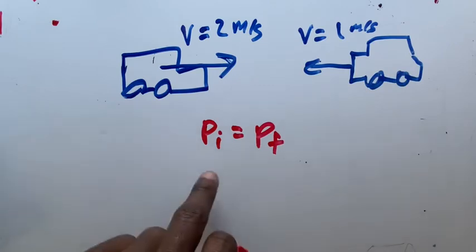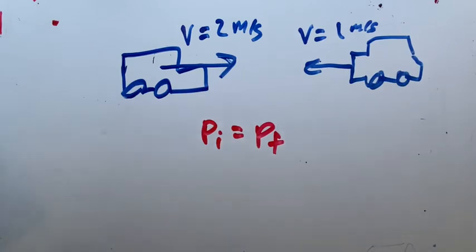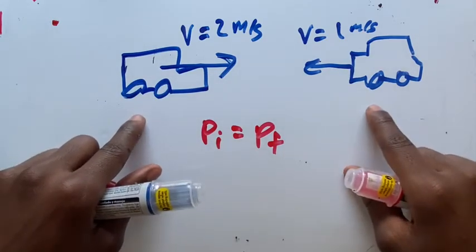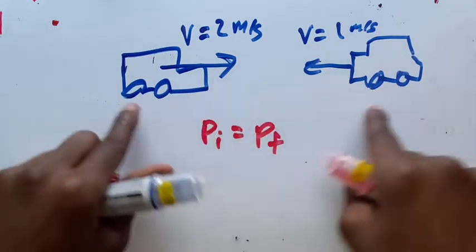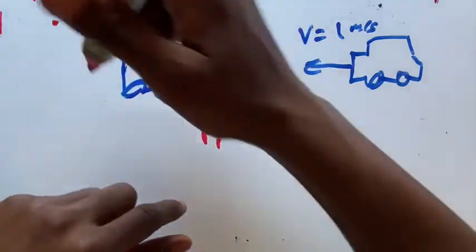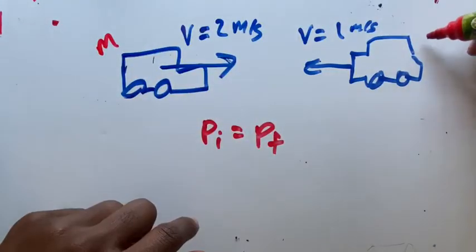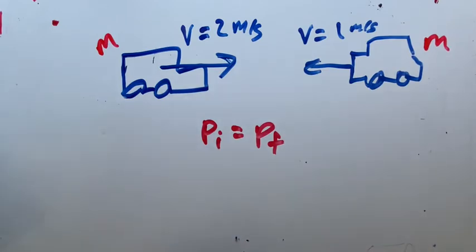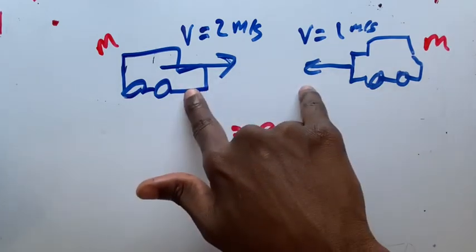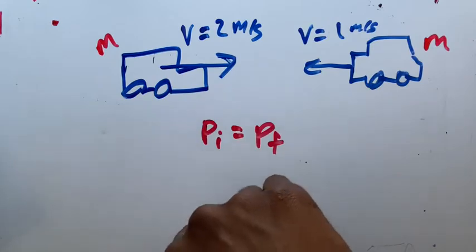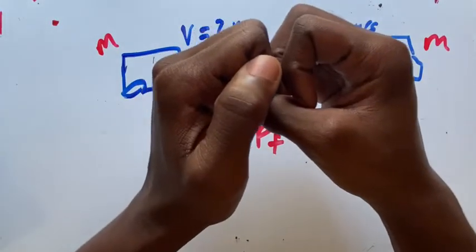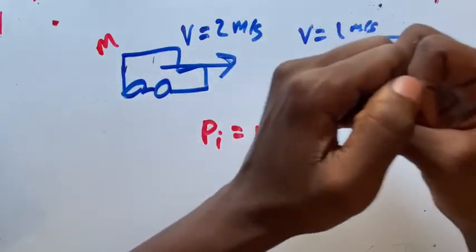Boom. Initial momentum equals final momentum, right? And we know both of these have the same mass. So this one has some mass, m, and this one also has the same mass, m. And this is going to be an elastic collision, right? Because first they're moving separately, and then they're going to collide together and then move in some direction.